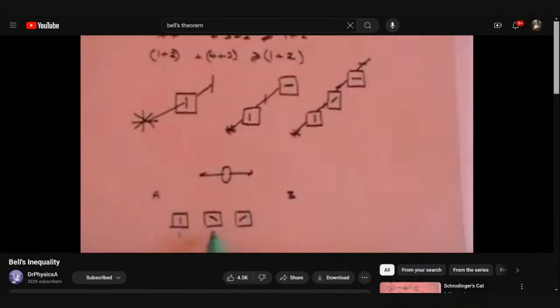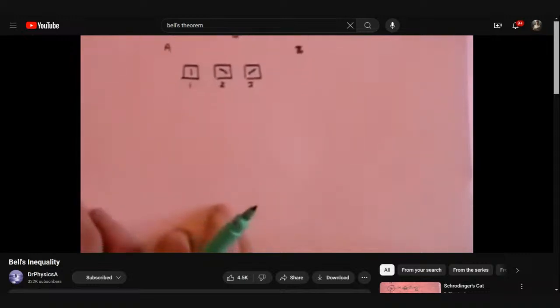Hidden variable. So one of the hidden variables will be, will you go through polarizer 1, will you go through polarizer 2, and will you go through polarizer 3? And if hidden variables exist, then although we don't know what they are because we haven't discovered them yet, they must absolutely determine how a photon will behave if it meets one of those polarizers. And we find that there are 8 combinations of this information.